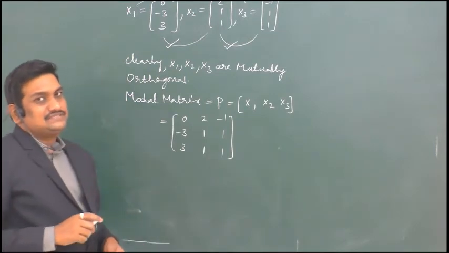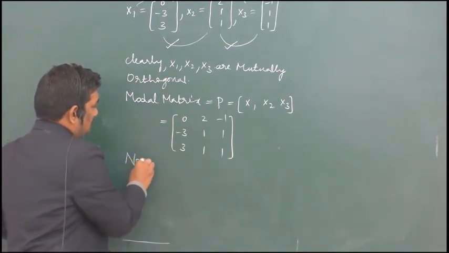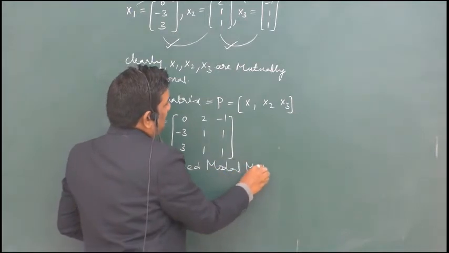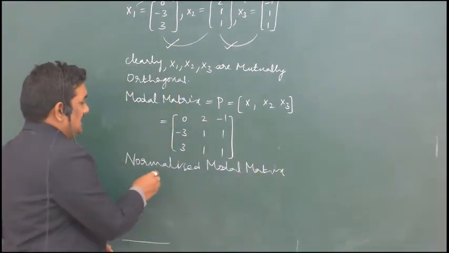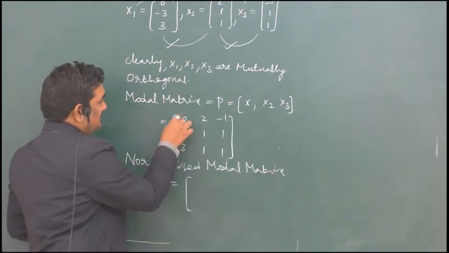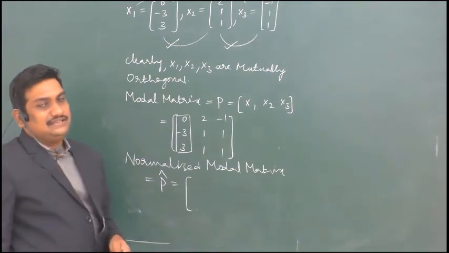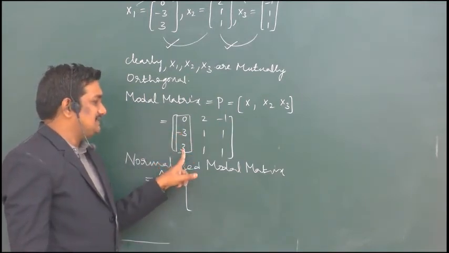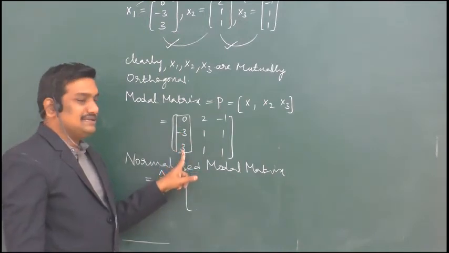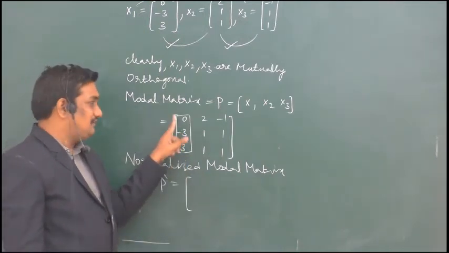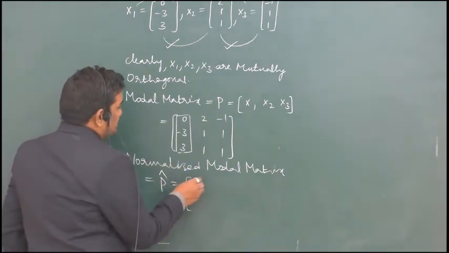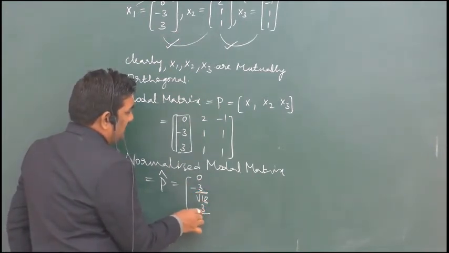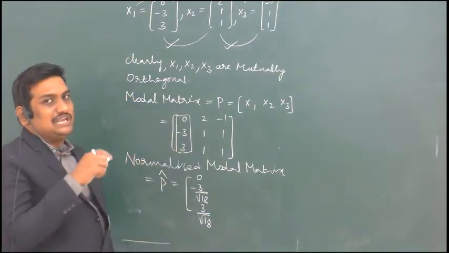Okay. Now let us find the normalized model matrix. It can be obtained by dividing with its length. Let us denote it by P cap. It is equal to: take the first column and divide each element in the first column by its length. The length is root over 0 square plus minus 3 square plus 3 square. It is root over 0 plus 9 plus 9. It is root 18. Root 18 is the length of this column. Then the new column will be 0 by root 18, minus 3 by root 18, 3 by root 18. Okay, dividing each element of the column by its length.